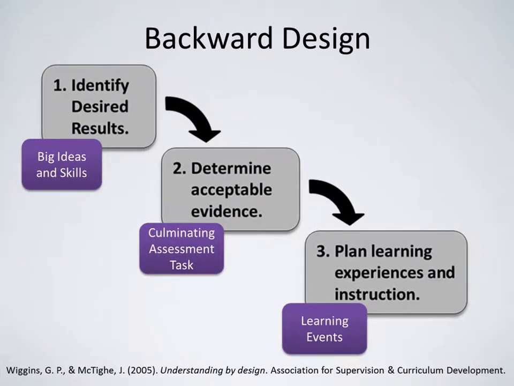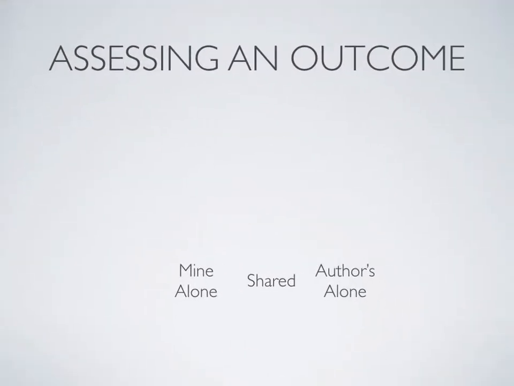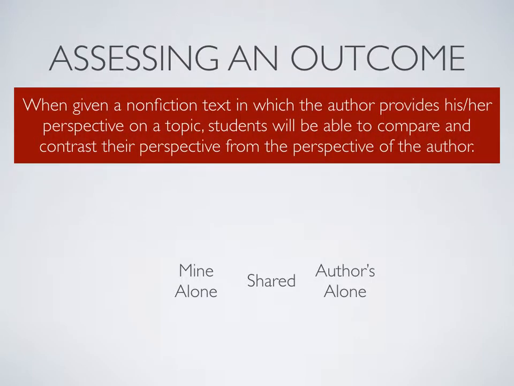So going back to the backward design approach, the second step would then be to determine acceptable evidence of learning given your learning outcome. So let's assume we're focusing on this outcome. When given a nonfiction text in which the author provides his or her perspective on a topic, students will be able to compare and contrast their perspective with the perspective of the author.